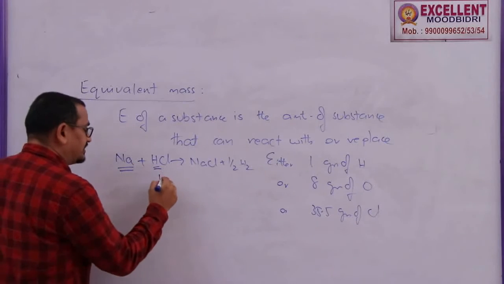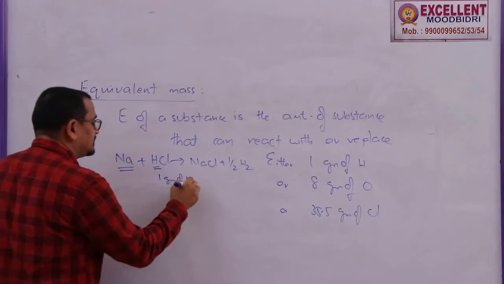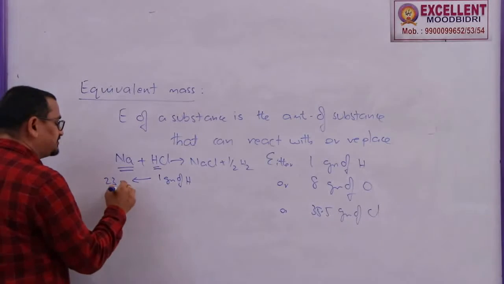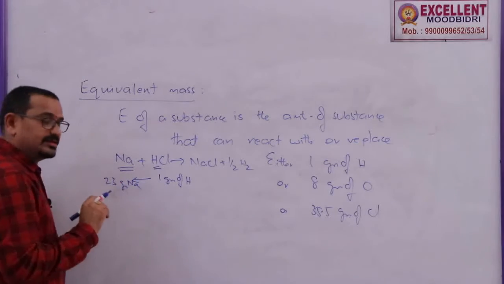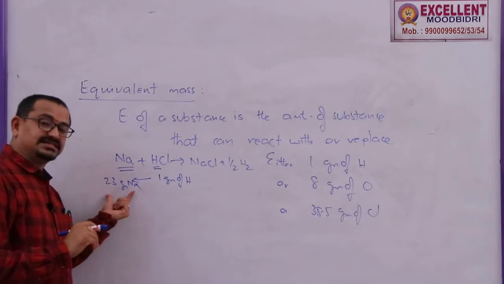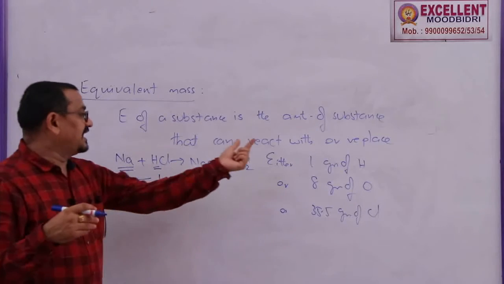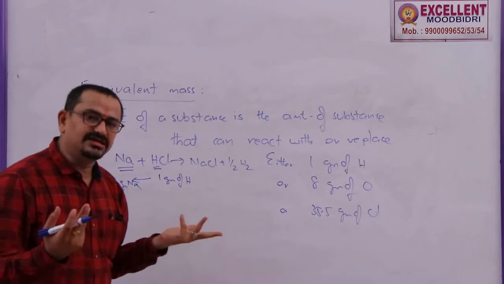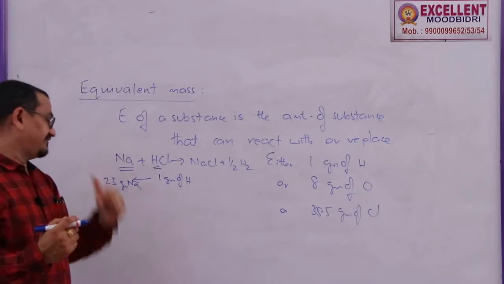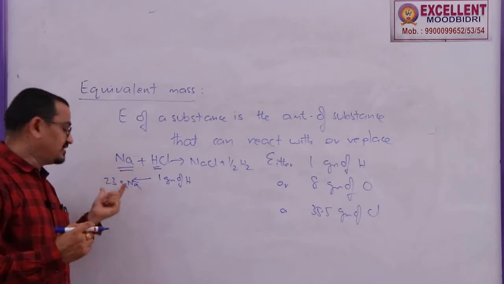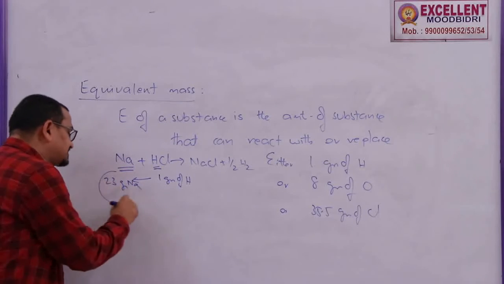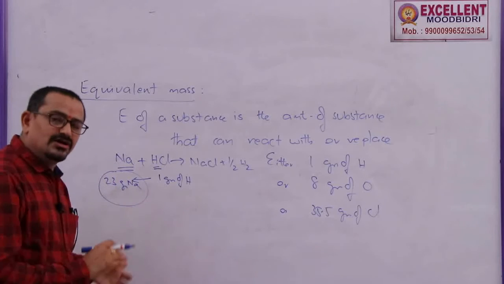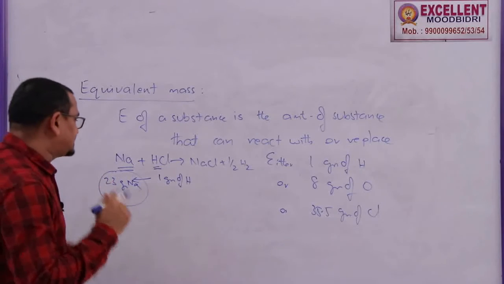Tell me. 1 gram of hydrogen was displaced by 23 grams of sodium. So this amount of substance which can replace 1 gram of hydrogen is said to be its equivalent mass. As per the definition, the equivalent mass of sodium is 23, because this is the mass of sodium that is replacing 1 gram of hydrogen. Let us take one more question.